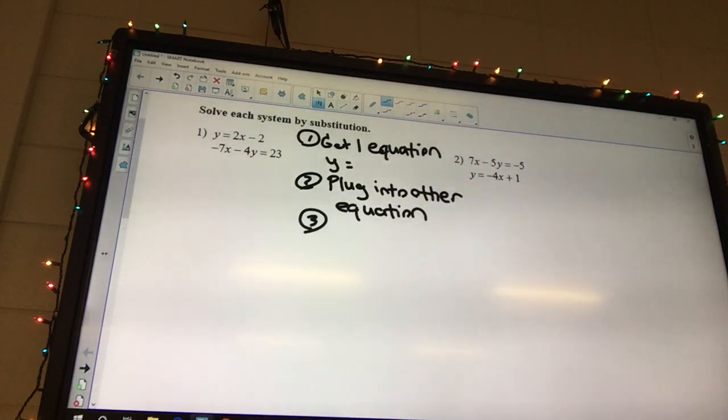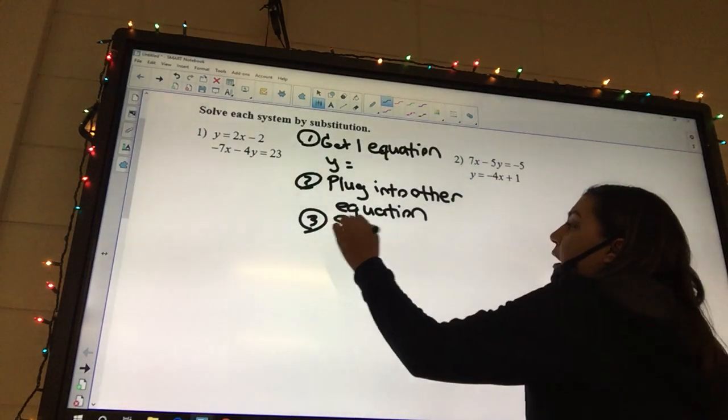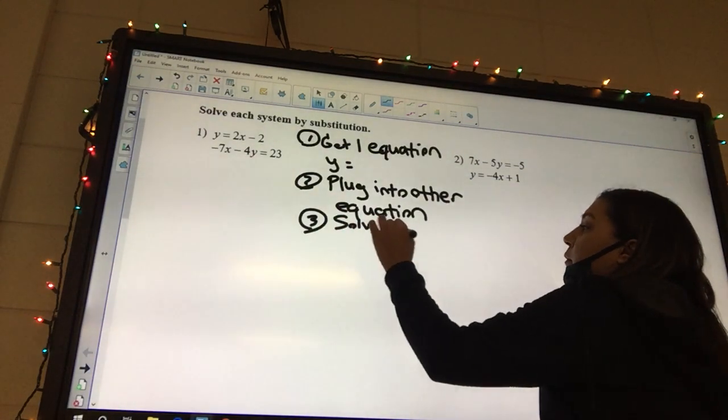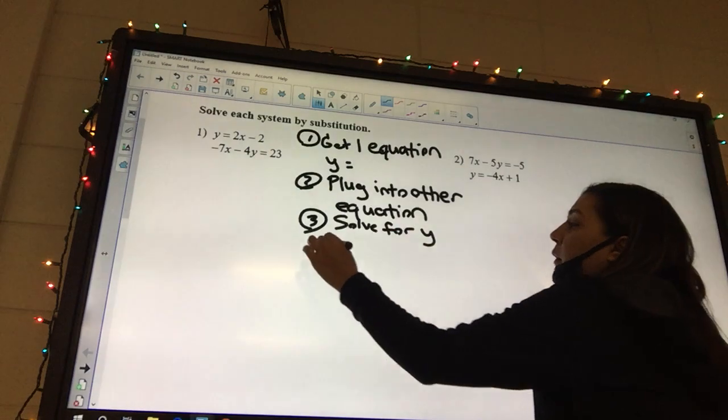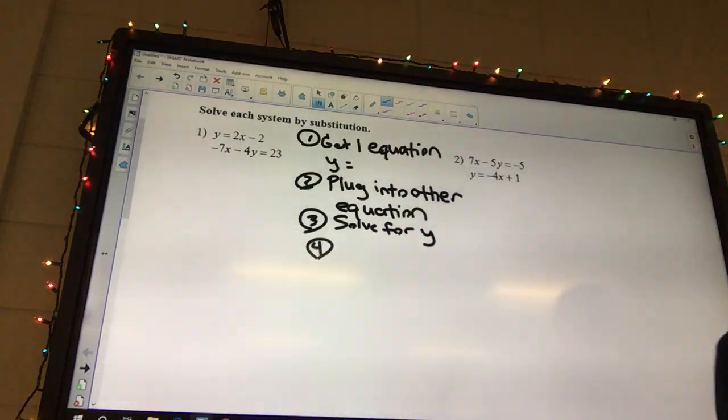Okay, we're gonna plug that into the other equation, and then we're gonna solve for y. These are the most generic steps that I could possibly write, because really you gotta distribute, you gotta add, subtract, combine like terms. There's lots of steps in between. We just cannot possibly write them all, okay?